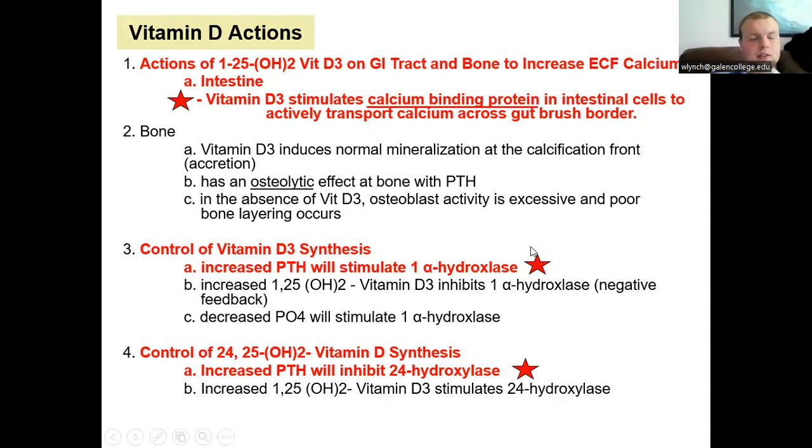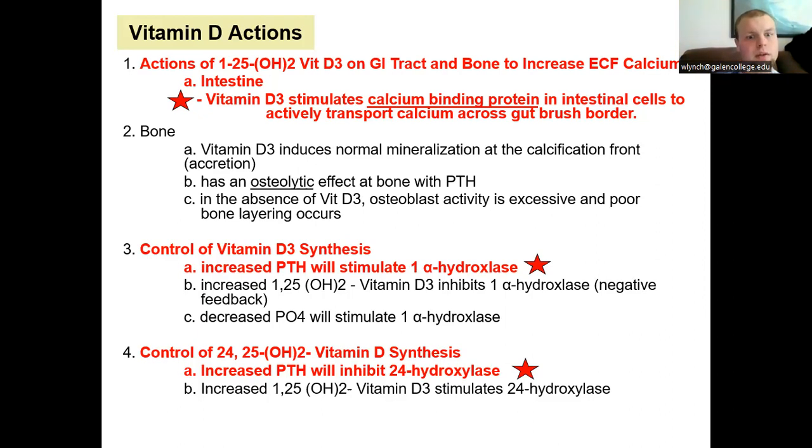Vitamin D3 synthesis is going to be controlled by PTH. Increases in PTH stimulate that 1-alpha-hydroxylase activity. Also, we have negative feedback. So if there is a large concentration of 1,25 vitamin D3, it's going to inhibit the 1-alpha-hydroxylase activity as a negative feedback loop.